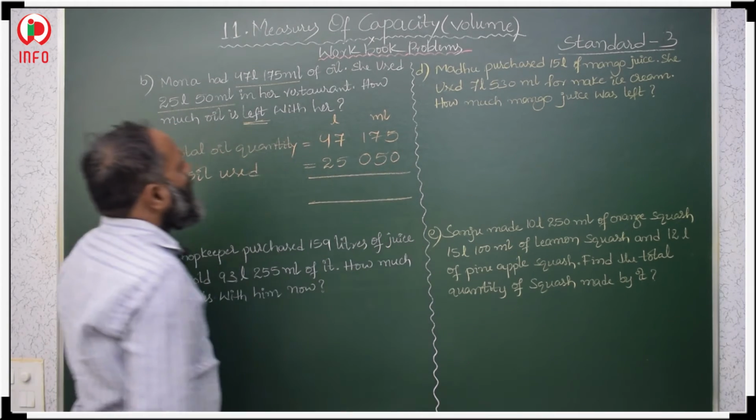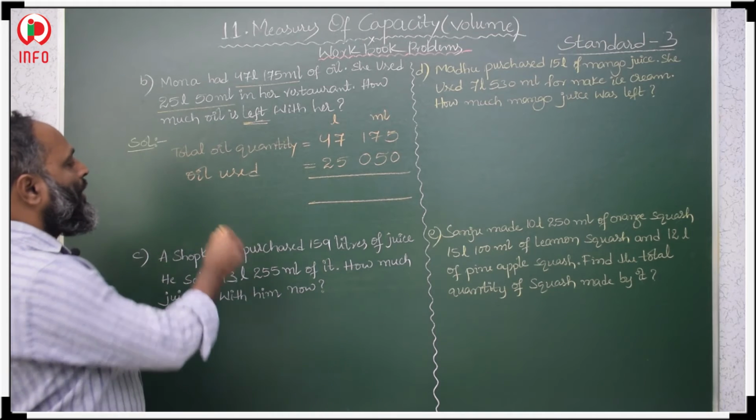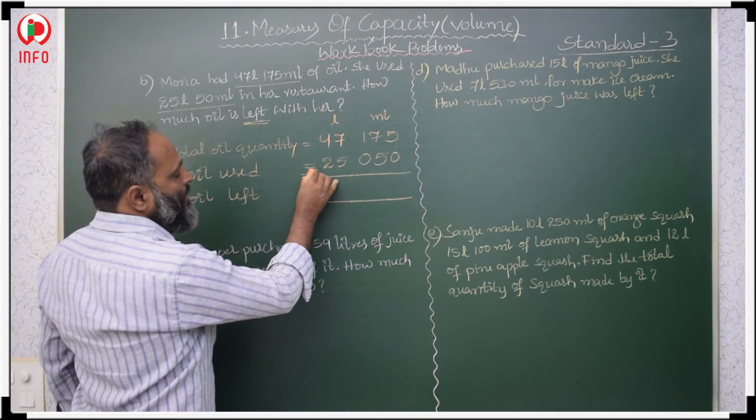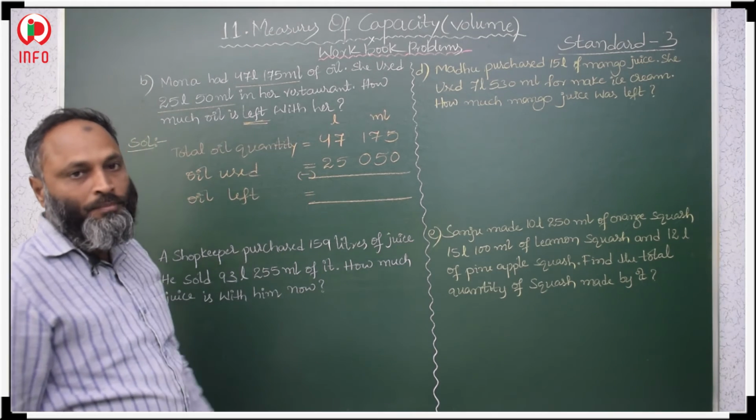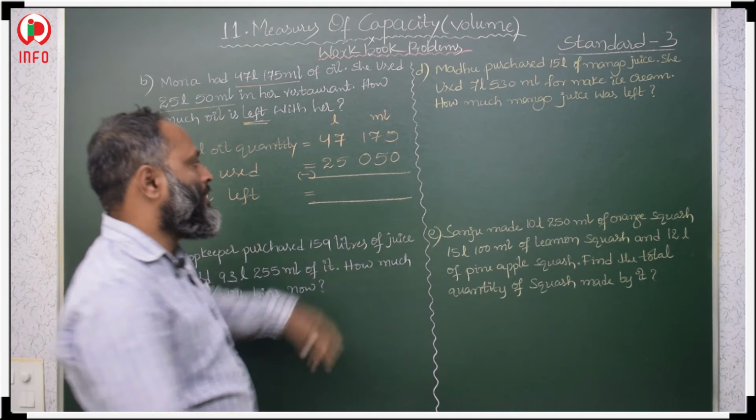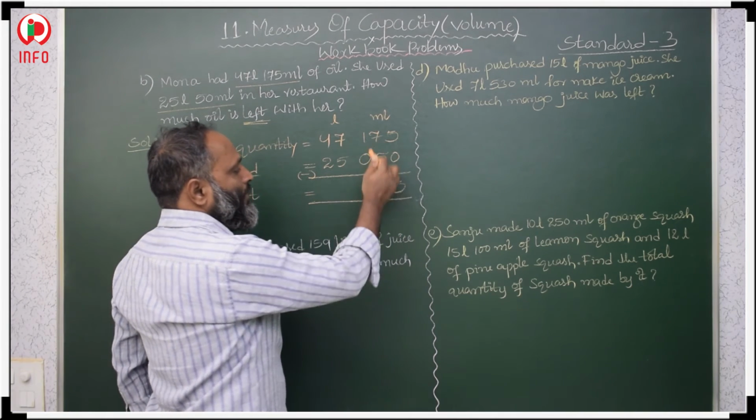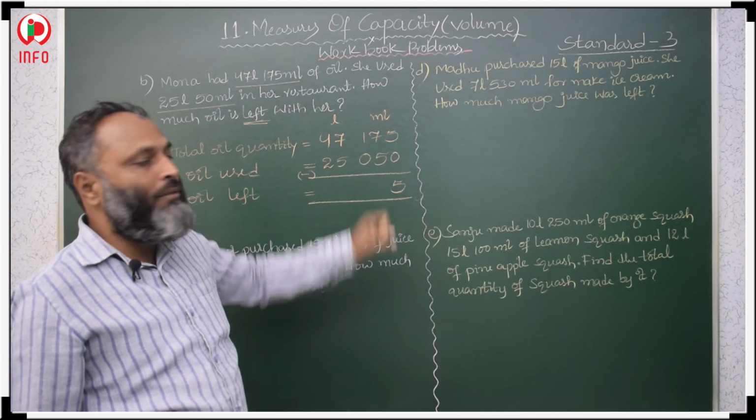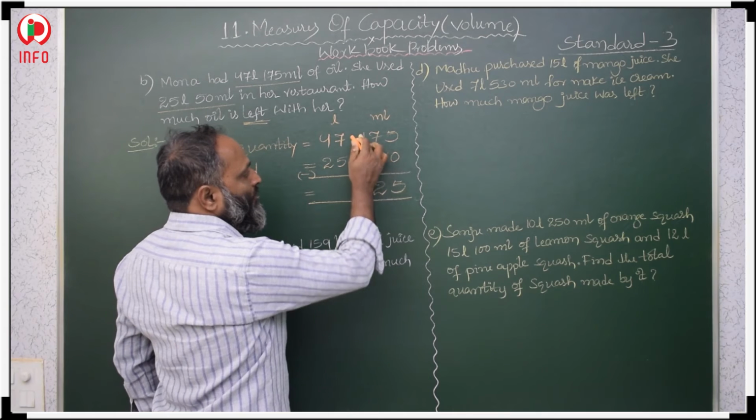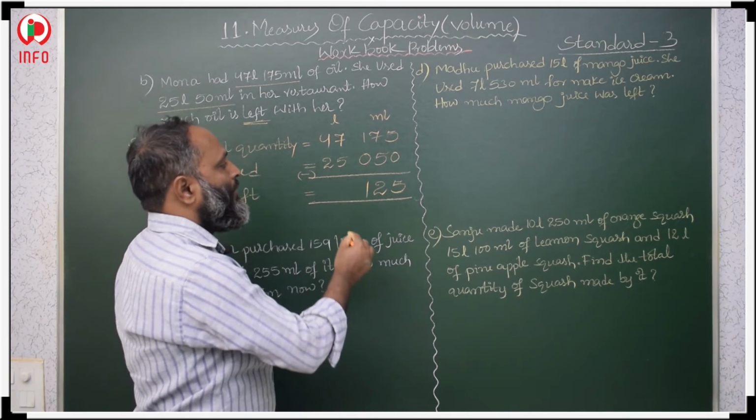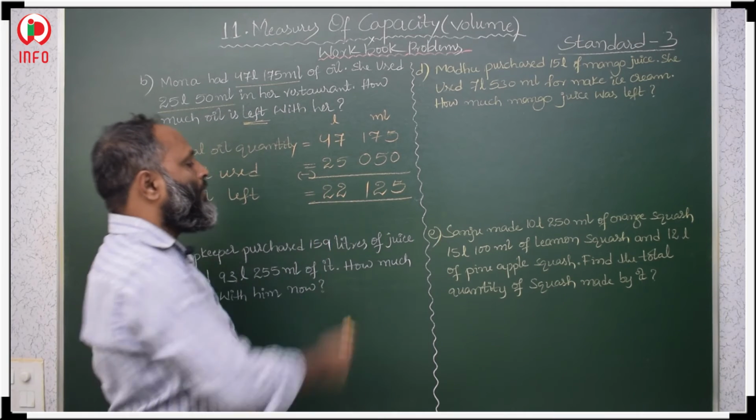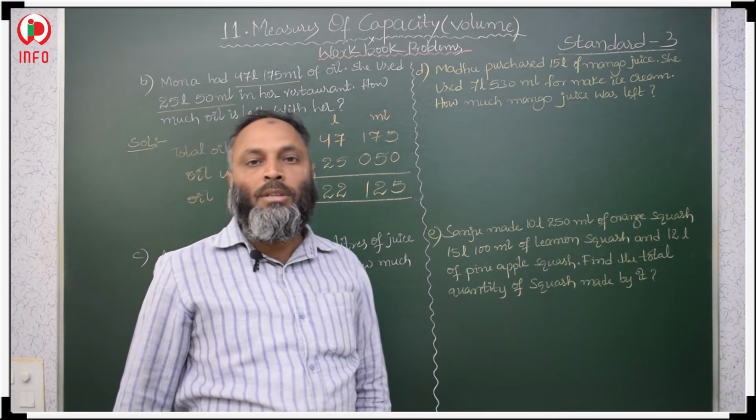Now oil used, then oil left. So the answer is oil left. After subtracting, you will get how much oil is left. Subtract the extreme right digit in milliliters. 5 minus 0 is 5. 7 minus 5 means 6 to 7 we have to count. 6, 7. It is 2. 7 minus 5 is 2. 1 minus 0 is 1. Then 7 minus 5, the same 2. 4 minus 2 is 2. 22 liters, 125 milliliters. This much oil is left.